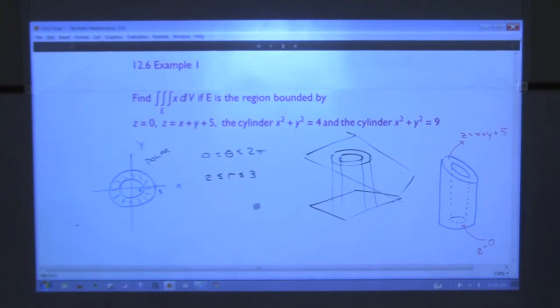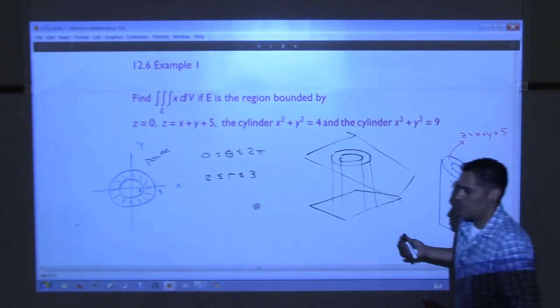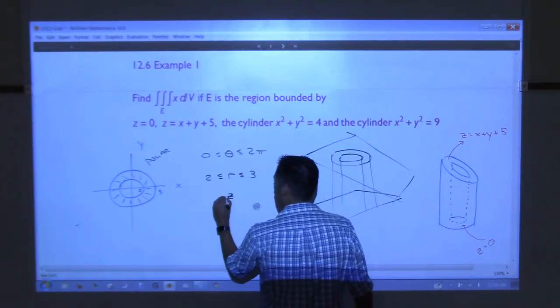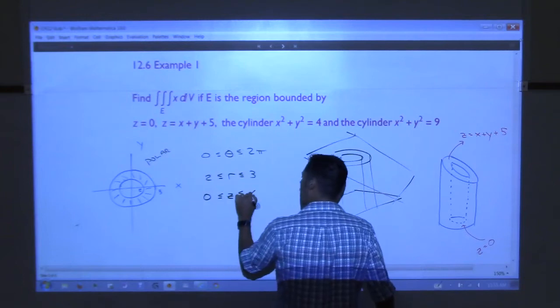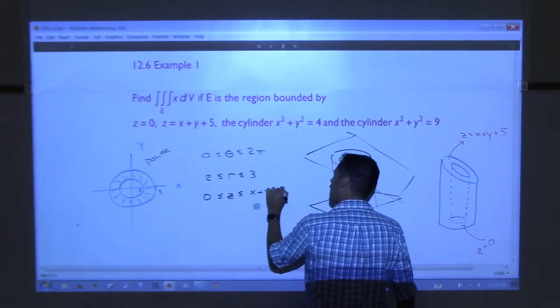Okay, that's your theta and your r. So we've got our region on the ground covered. Now, because we're in cylindrical coordinates, I just need a restriction on z, right? What's my restriction on z here? 0 to x plus y plus 5.